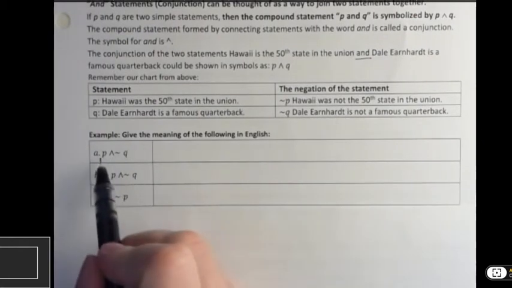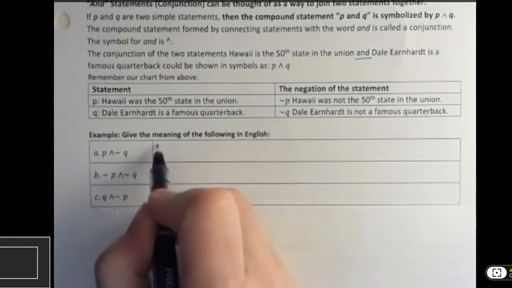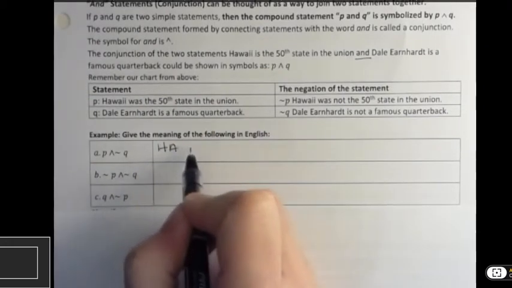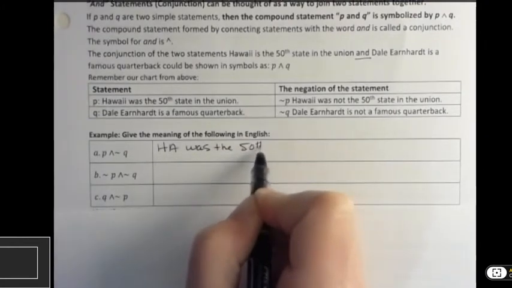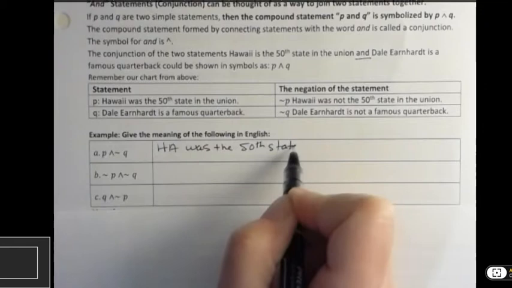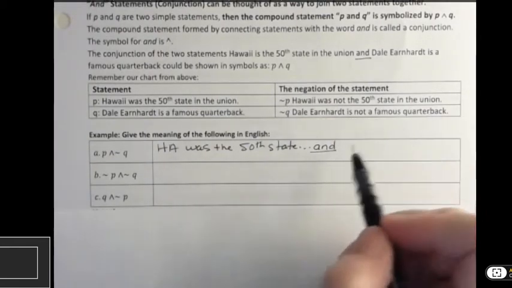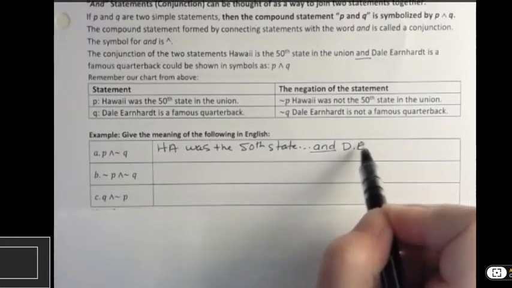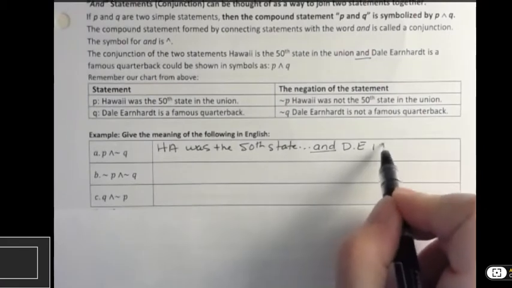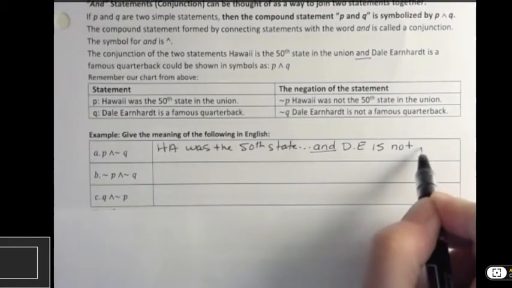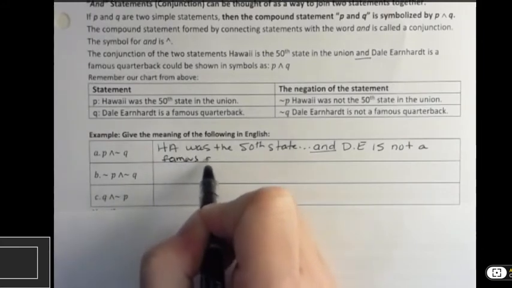And so in this case, we would say Hawaii was the 50th state in the Union. I'm going to abbreviate it HW. In the Union. And there's our connection right there. And Dale Earnhardt is not, because this is a negation, is not a famous quarterback.